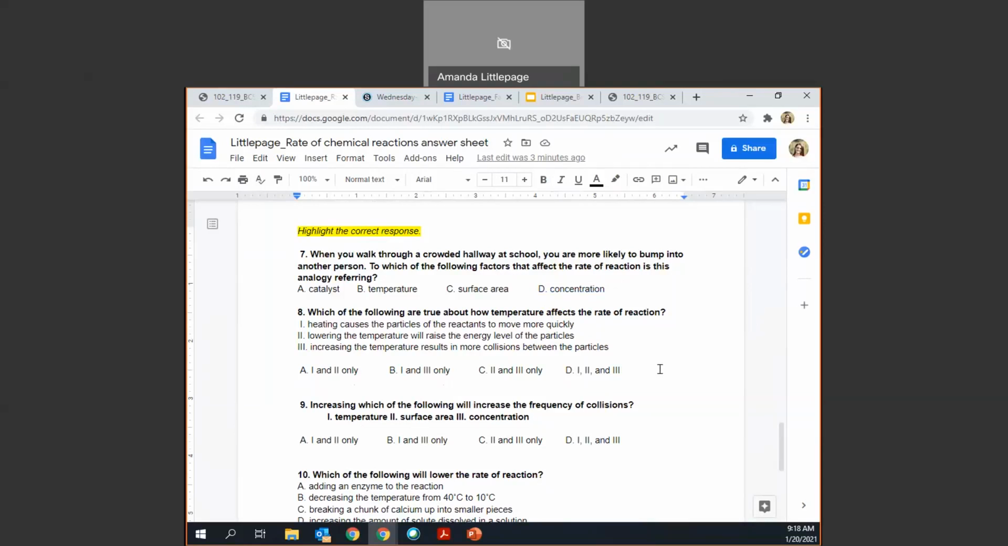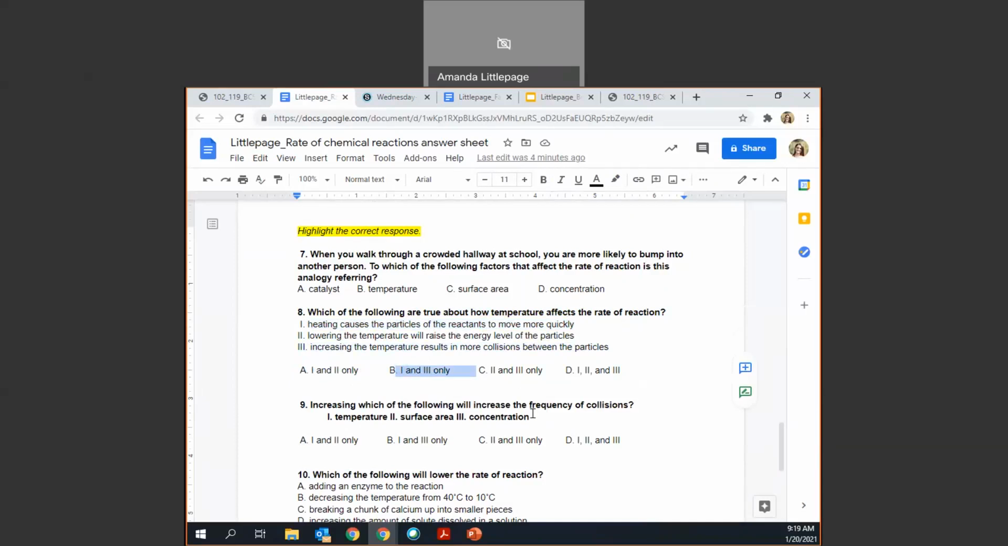Number 8, which of the following are true about temperature and how it affects the rate? Well, number 1, heating causes the particles of reactants to move more quickly. That's true, it does. Number 2, lowering the temperature will raise the energy level. Well, lowering temperature doesn't do anything but slow them down. What about number 3? Increasing the temperature results in more collisions between particles. That is true. So for this one, scenario 1 and scenario 3 are correct. So this answer is in fact B. You should have B highlighted.